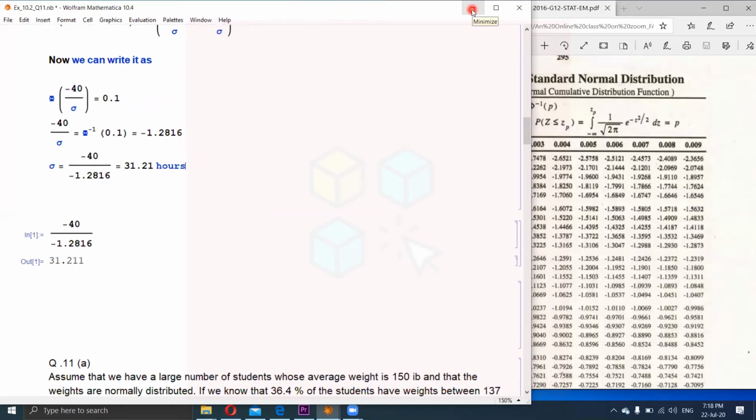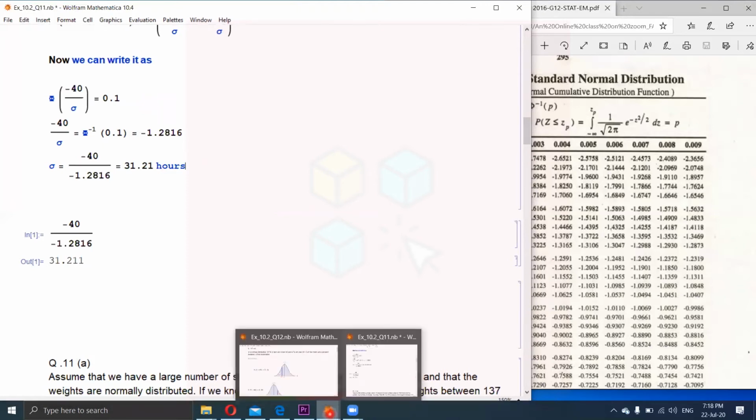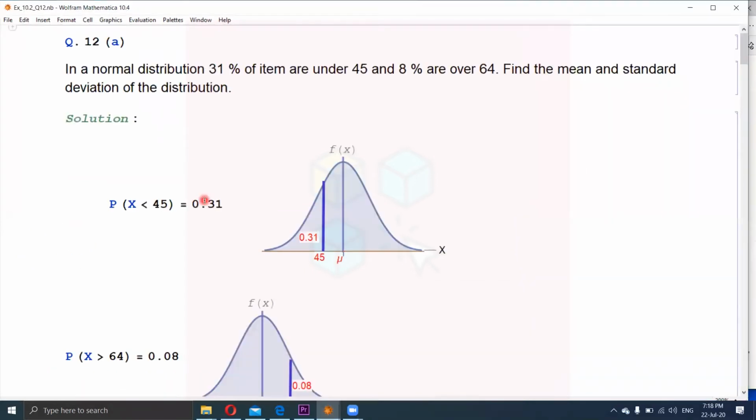Now we will discuss question number 12. This is question number 12. It is stated that in a normal distribution 31% of the items are under 45 and 8% are over 64. Find the mean and standard deviation of the distribution.